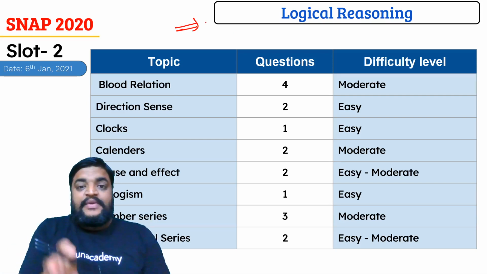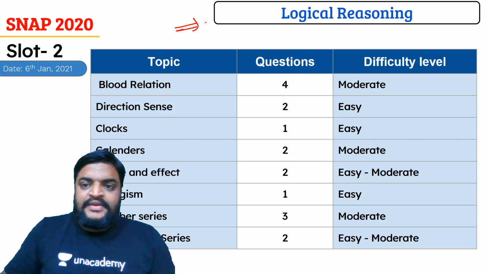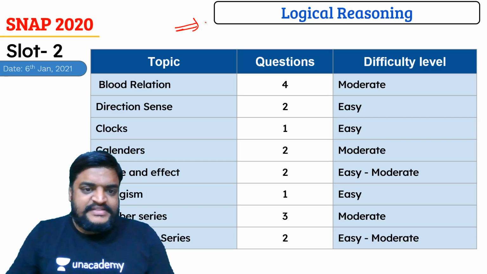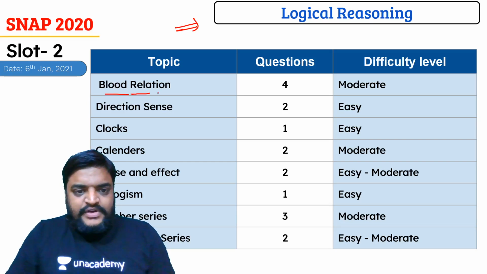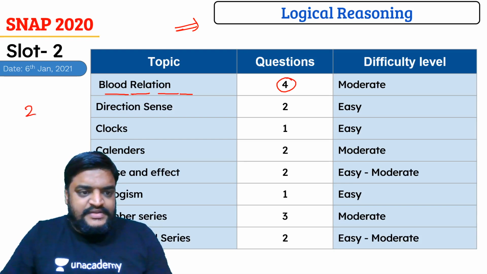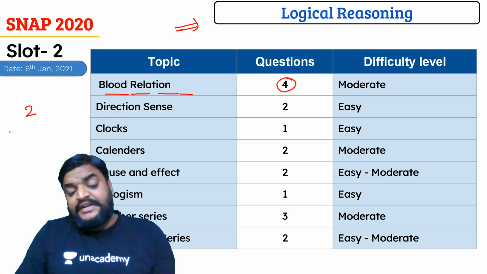Logical reasoning first, when compared to slot 1 which happened on 20th of December 2020, was a little more tricky. Yes, from blood relations we had 4 questions. In 4 questions there were 2 questions based on a set, and the set was pretty trickier.